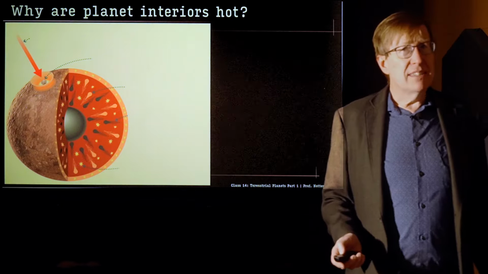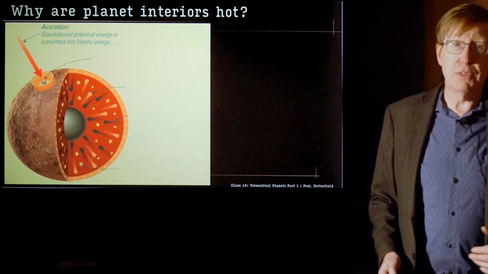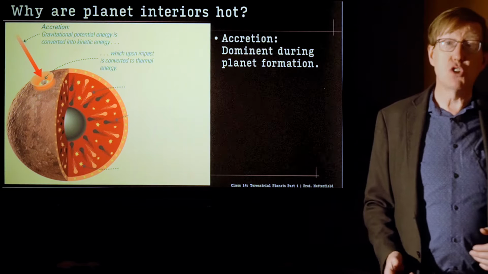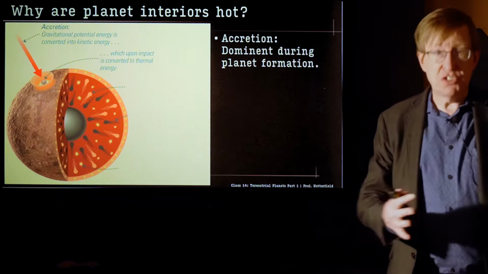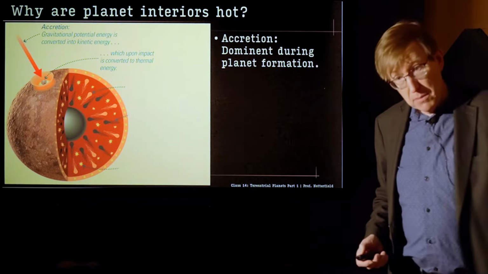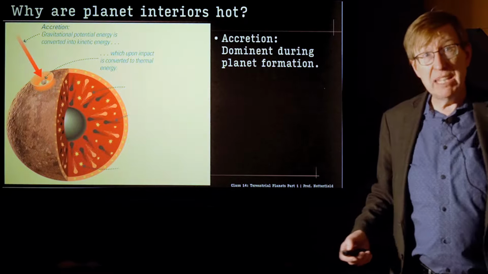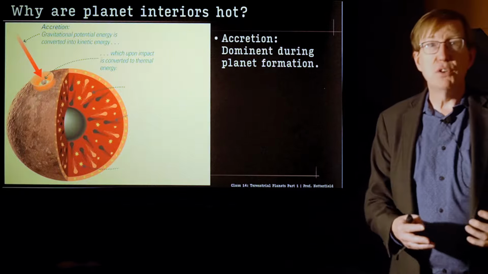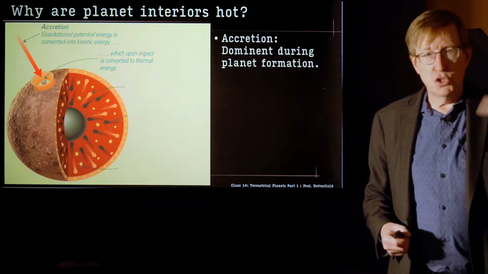So the question we have to ask is, why are planet interiors so hot? Well, the first reason is what's called accretion. The idea here is, as you're assembling a planet, as things are smashing down onto it, those collisions create a lot of energy. All of that energy from speed, from gravity, gets converted into heat when it collides with the planet. And that process just warms up the rock.